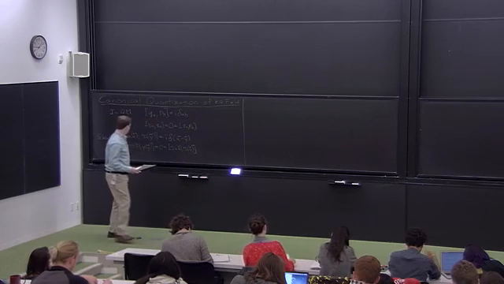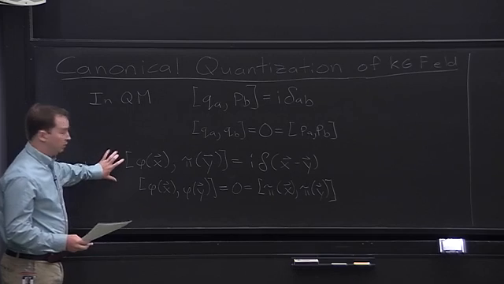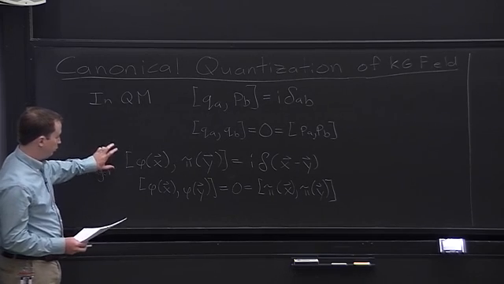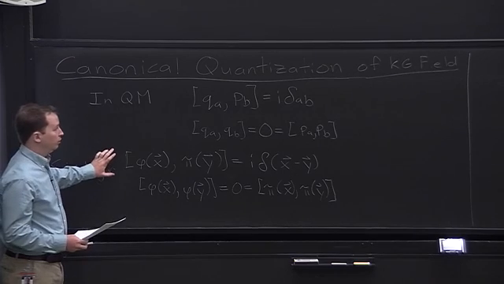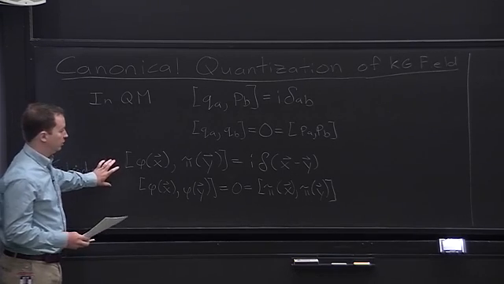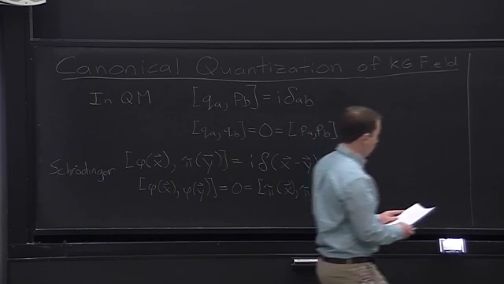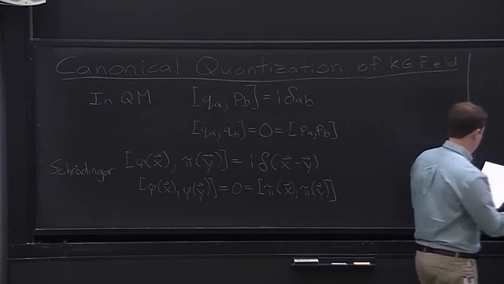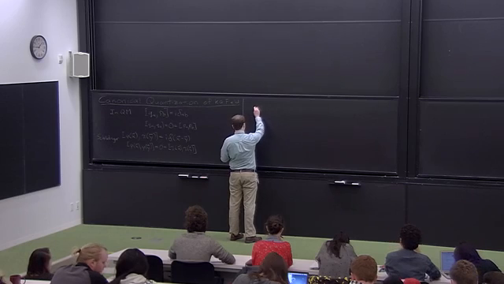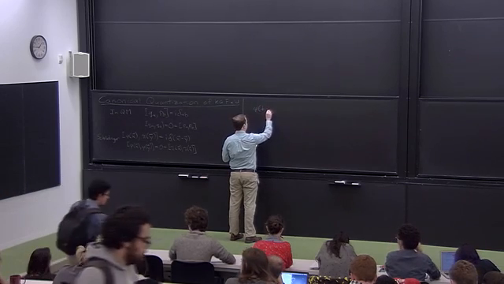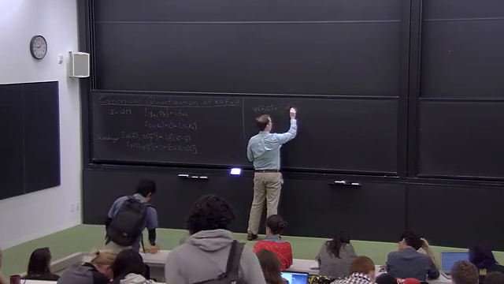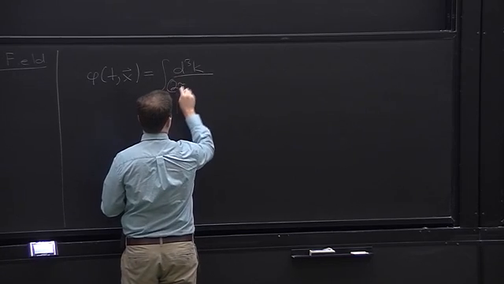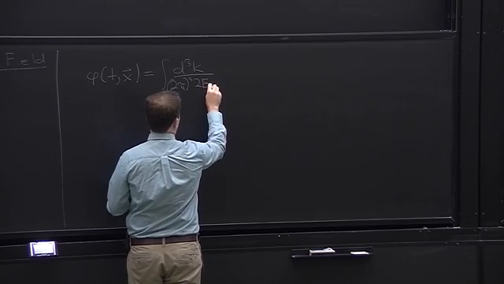Okay. So this is the new input. We've promoted our classical fields to quantum fields, and we'll spend the rest of the lecture seeing what the implications of this are. And to do that, we'll need the result from yesterday. We solved the classical Klein-Gordon equation, and what we found is that the solution takes this form.